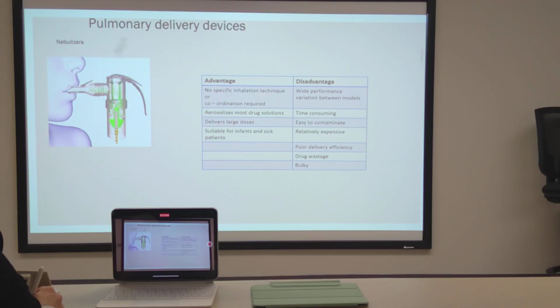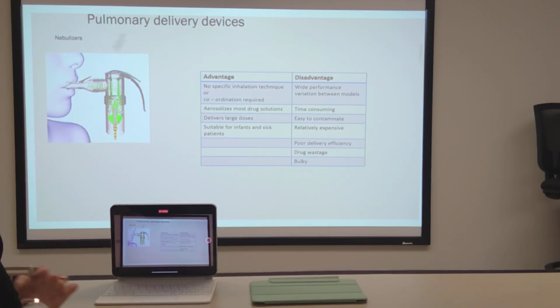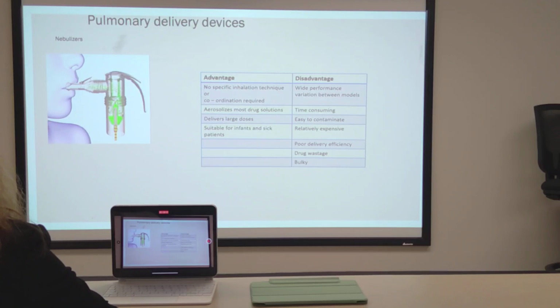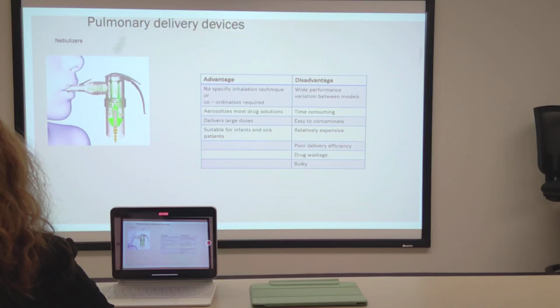Medications. So the first device here is our nebulizer. Some of the advantages and disadvantages of these medications: the advantage is that you don't really need any special technique to be able to use this. So this becomes very beneficial, especially for very sickly patients who have lost dexterity, or for our infants who, of course, are not able to manipulate how to breathe properly in a machine. It does deliver very large doses, which can be beneficial, and nebulizers are able to aerosolize most of our asthma drug agents.